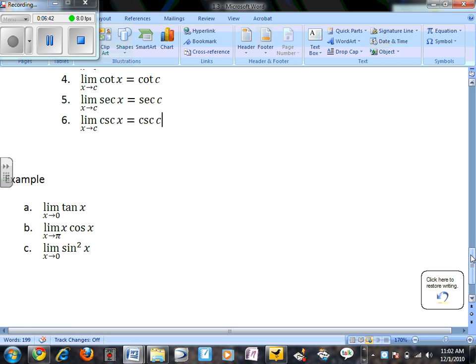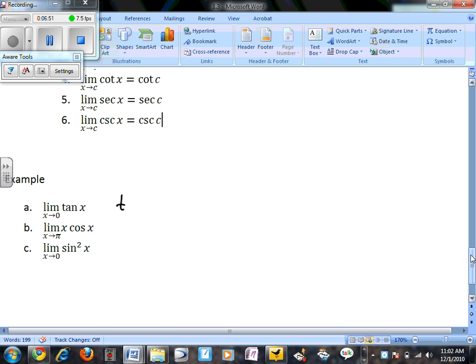So the limit of tangent of x as x approaches 0, we plug 0 in for x. So we want to know what the tangent of 0 is. Keep in mind these are in radians. If you remember our unit circle, 0 lies right here. We have no opposite side, but we have an adjacent side of 1. So tangent of 0 is going to be 0 over 1, which is 0.